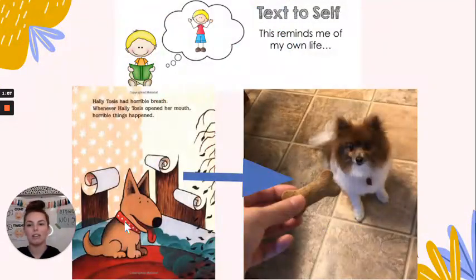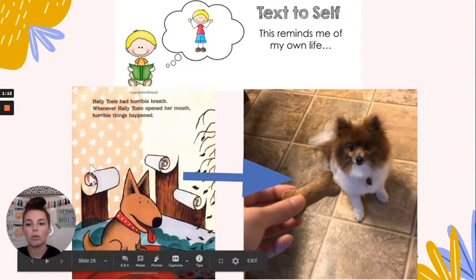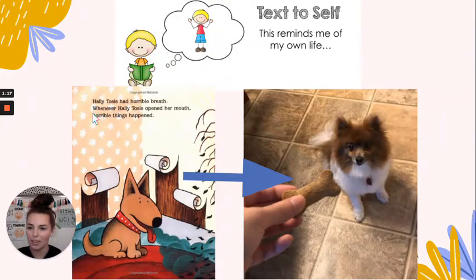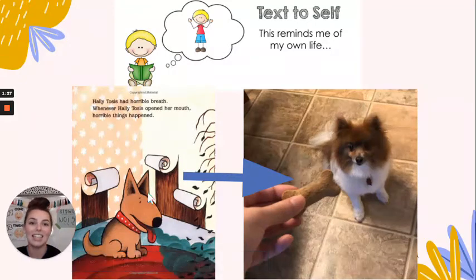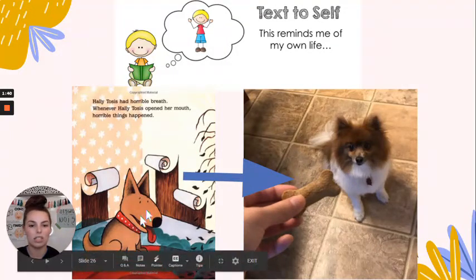Our text to self, let's look at what we've done in the past because we've already learned about this. So remember I showed you this page from a book. Halitosis had horrible breath. Whenever Halitosis opened her mouth, horrible things happened. And we can see the green fog coming out of Hallie's mouth. Well, I said, this reminds me of my own dog at home. His breath smells really bad too. So that was my connection. Do you see they're both the same? Maybe not exactly the same. The dogs look different, but they're both dogs, so that's a connection.